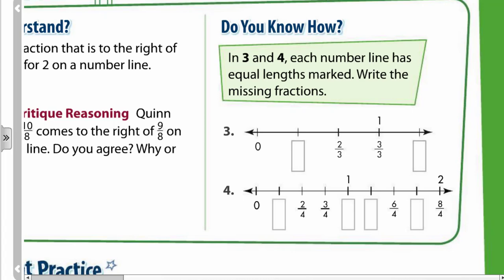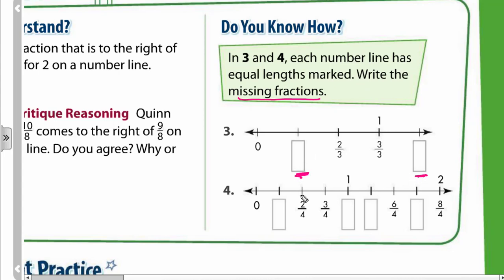I will choose one of the heroes to help me, but I will ask and he will help. Rida. Yes, teacher. Okay. Rida, the first thing, of course, we need to read the question. Let me first read the question for you. 3 and 4, each number line has equal lengths marked. Write the missing fractions. So we need to write what fraction is here and here.